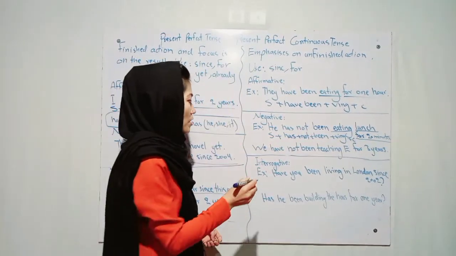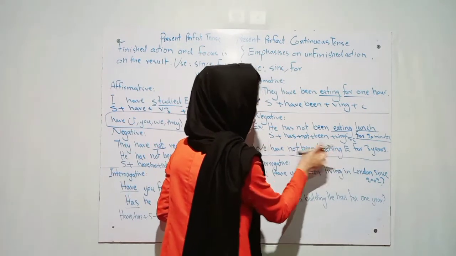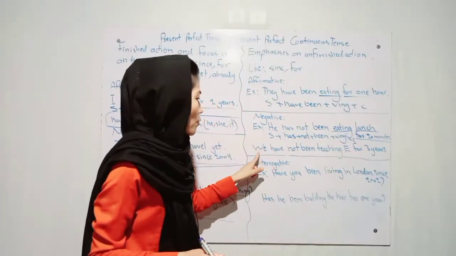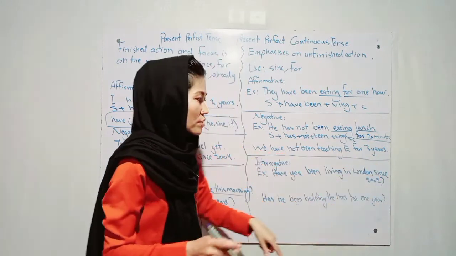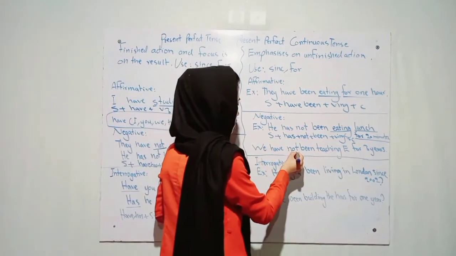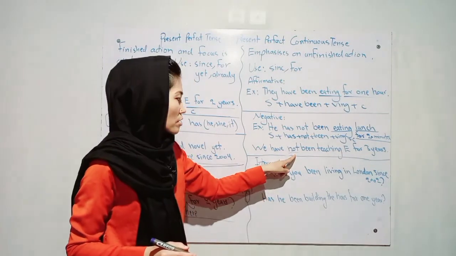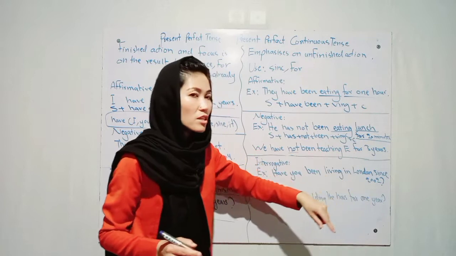Is the complement. We have not been teaching English for 3 years. Have not, again, for a negative, we have not. We have not been teaching English for 3 years.